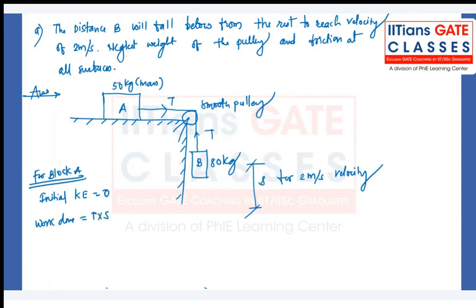Okay, and what is final kinetic energy? If the block B is moving with 2 meters per second, block A will also move with the same velocity. So K1 is initial and K2 is final kinetic energy, and that will be equal to 1/2 m_A v squared. So I'll say it as 1/2 into 50 into velocity 2 squared, so it's 100 joule. The change in kinetic energy is nothing but the work done. So T multiplied by S is equal to 100 minus 0.